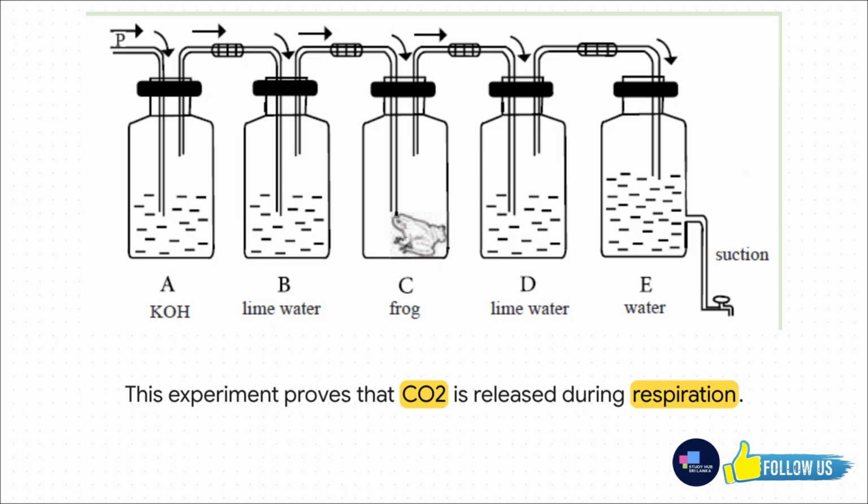So pure air goes to the frog. Then, the air the frog breathes out goes into bottle D, which contains lime water. And what happens? The lime water turns milky. This is proof that the frog itself produced carbon dioxide as a byproduct of respiration.